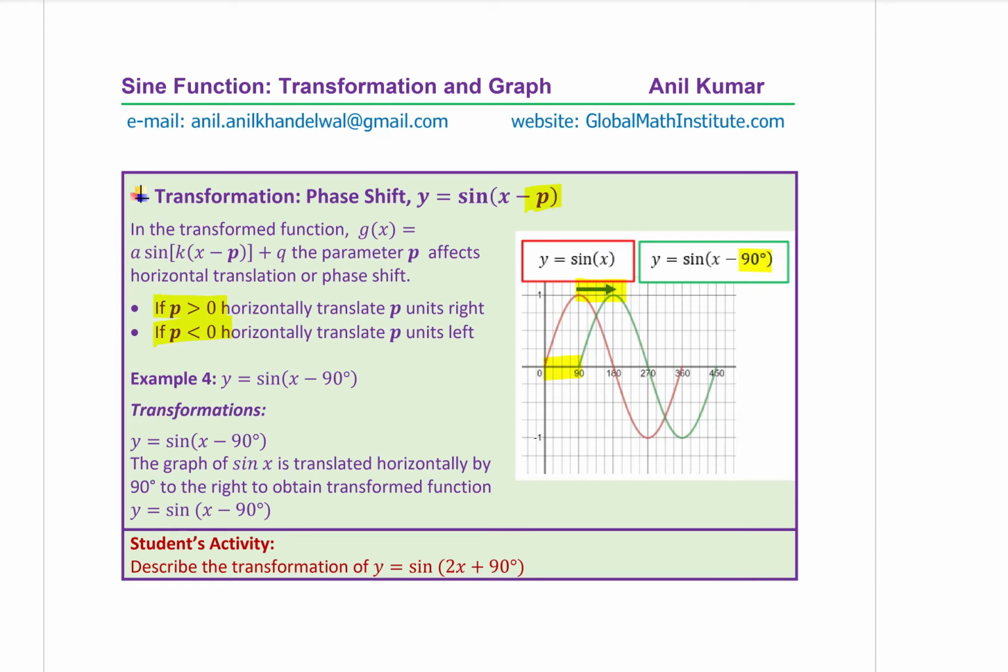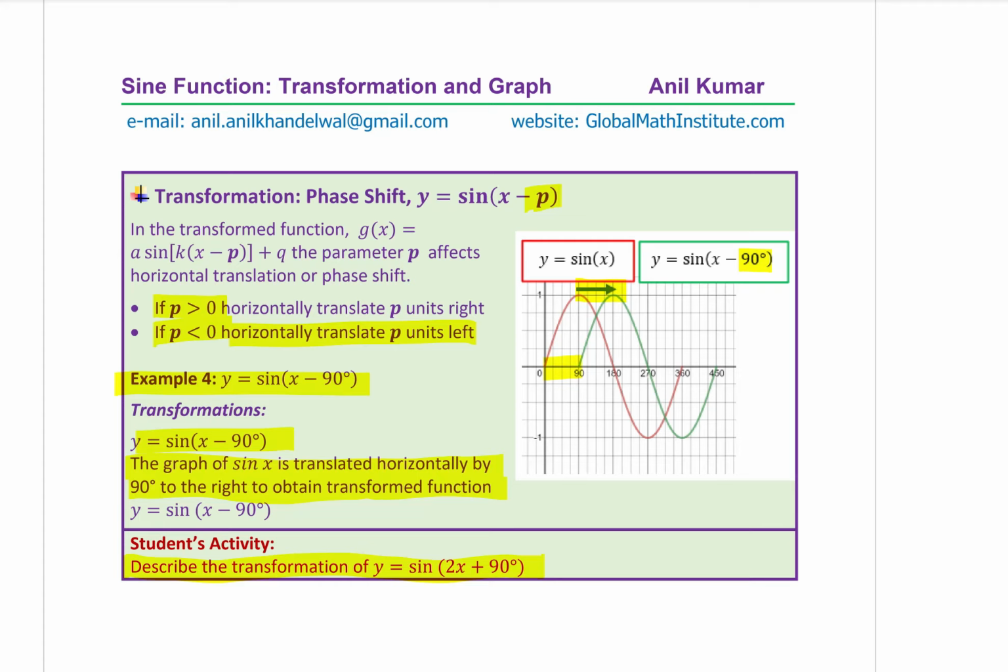If P is negative, that is less than 0, then the horizontal translation is towards the left. Correct? As shown, you need to describe this particular function for a similar transformation. Here's an example, which is y equals sine of (x minus 90). The graph is shown to you. In this case, the graph of sine x translates horizontally by 90 degrees to the right, as shown here in the figure.